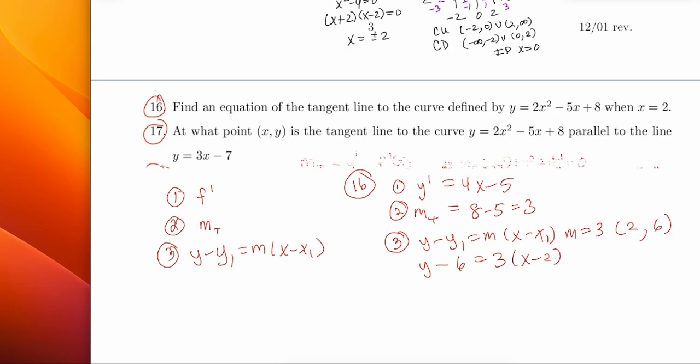Now, I'm not going to show you how to rearrange that. I hope you know how to do that. If you need to solve for y, distribute the 3, add 6 to both sides.